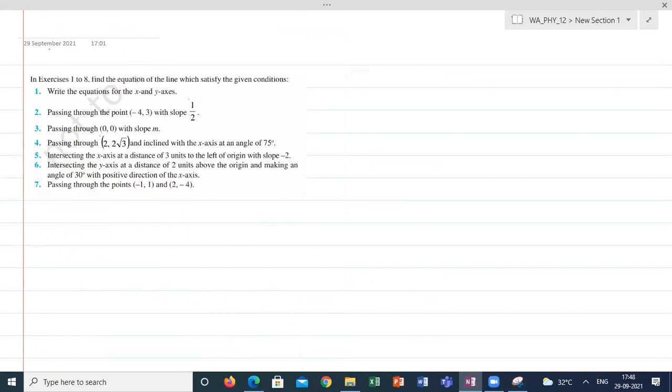Intersecting the x-axis at a distance of 3 units to the left of the origin with slope minus 2. What is the given data? Extracting the given data is very important. I already told you. The given data says the line is meeting the x-axis, 3 units left to the origin.